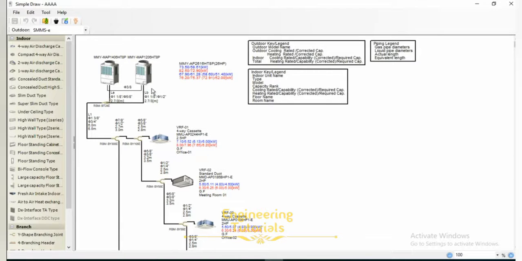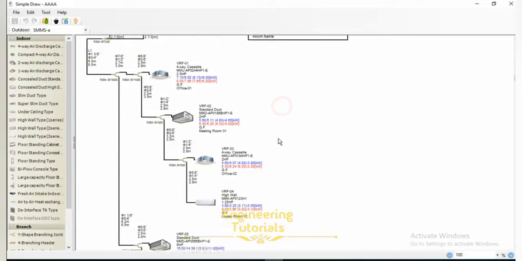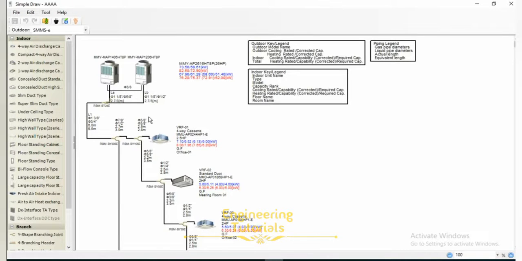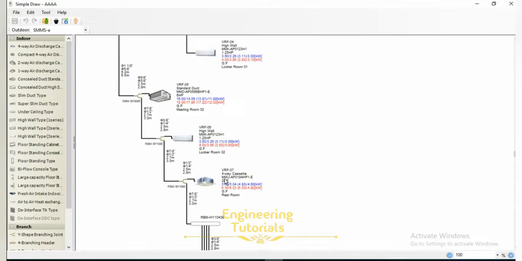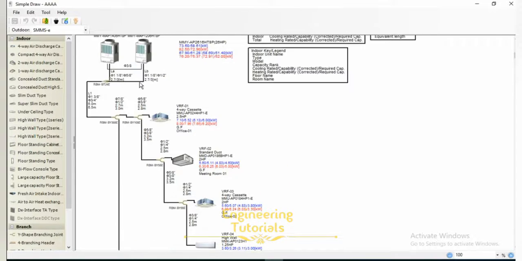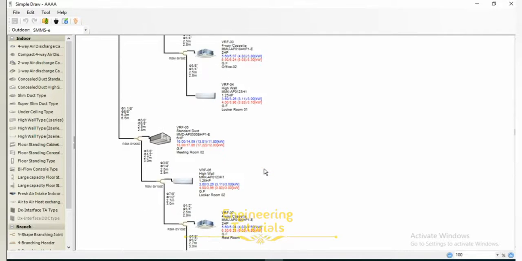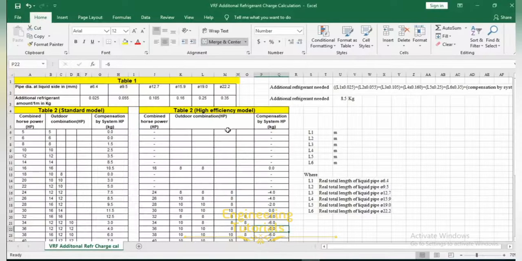Our machines, like outdoor units and indoor units, are pre-charged from the factory, so their refrigerant is already calculated there. But we want to calculate the additional refrigerant due to the piping which we have drawn over here. So right now I'm gonna calculate the additional refrigerant due to this piping, because indoor units and outdoor units are already pre-charged from the factory. So let's start the calculation.